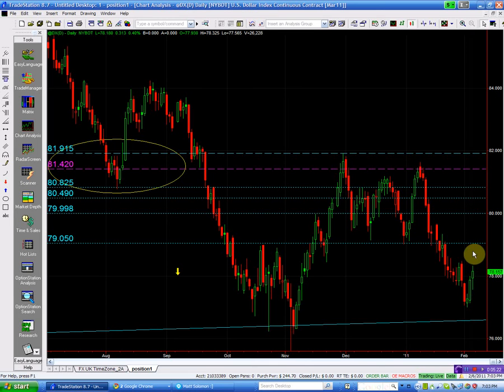That is a pretty good close, and it should give us a continuation to the upside, and we should be looking for another test of the structural point at 79.05. So we do have at least another 100 points or so to go to the upside in the dollar, and we should be expecting this move this week.